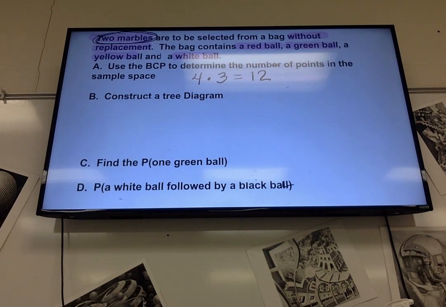So we have red, green, yellow, and white. I've separated them just because I don't have enough room, but you can put them all vertically, straight up and down. If I pick the red marble first, remember it's called without replacement, so I don't put the red marble back in. And so my only other choices are green, yellow, and white.